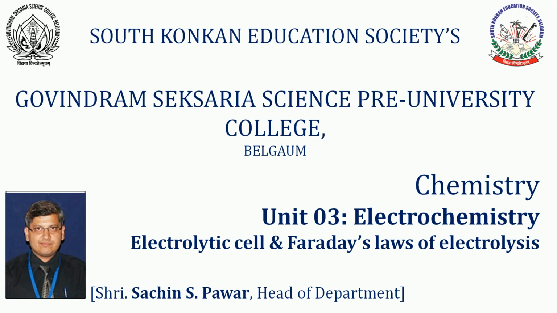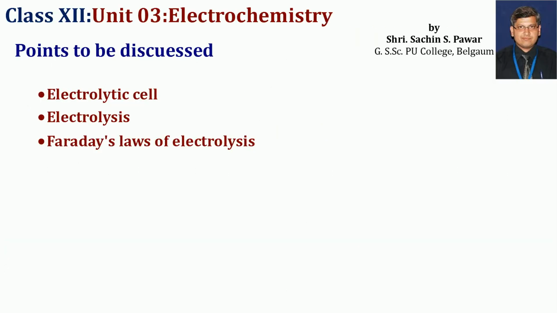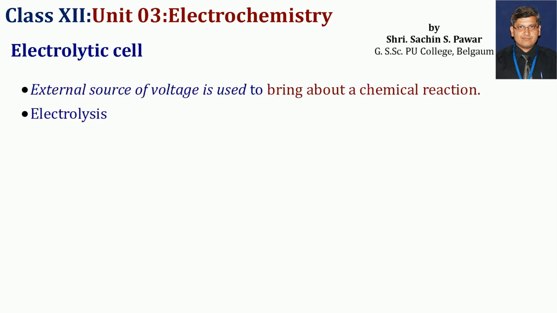I welcome you to my second video on Unit 3 Electrochemistry. Here we will discuss electrolytic cell and Faraday's laws of electrolysis. As we have seen in the last class, an electrolytic cell involves use of electricity from an external source to bring out chemical reactions at anode and cathode, and the entire process is called electrolysis.